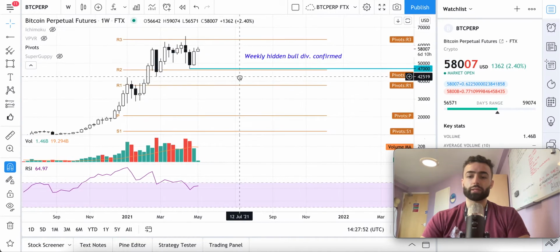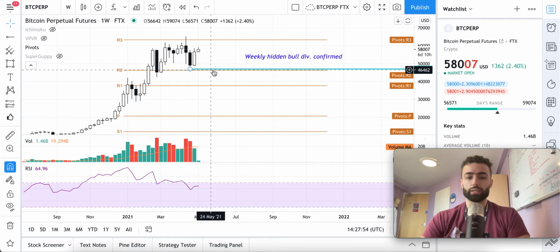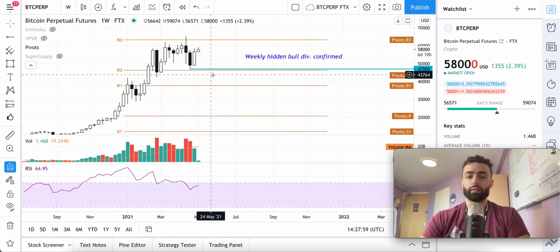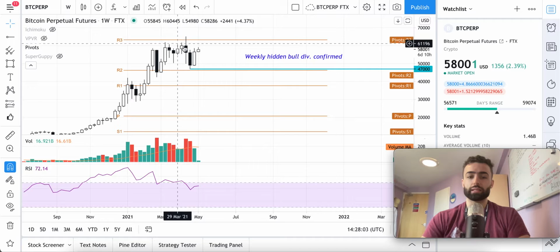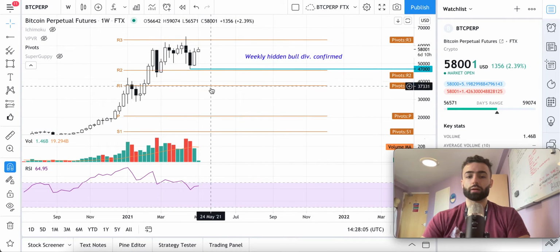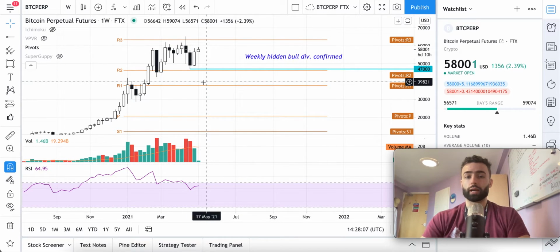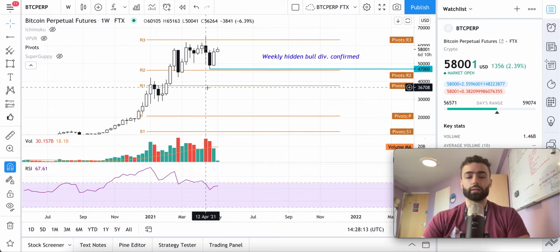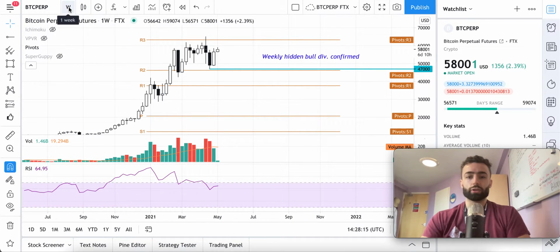If we do end up coming down over the next coming weeks to this blue line here, down at 47K, that will be the area where we will know that this high is now our monthly high, and we will now come down to try and form that monthly higher low that I was just talking about in the previous section.